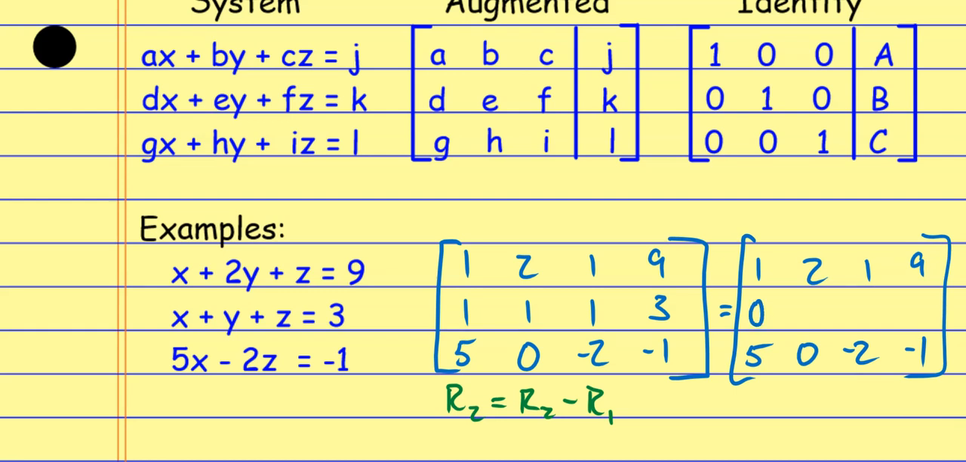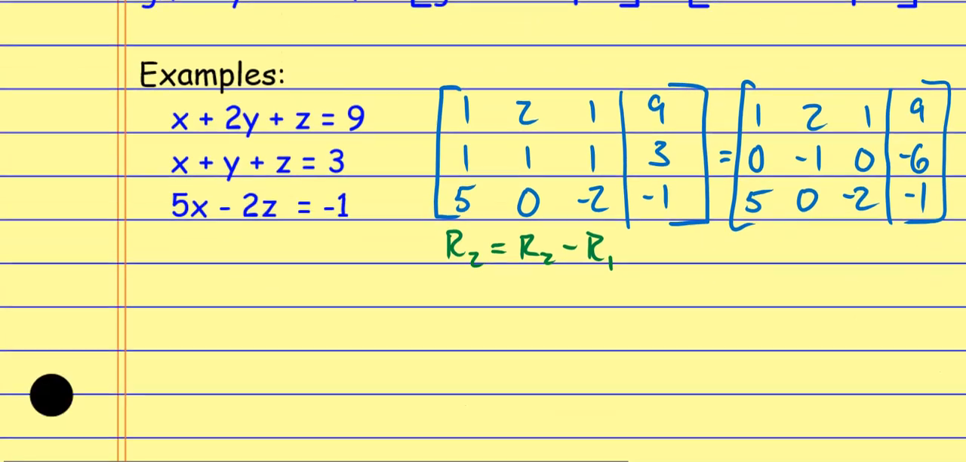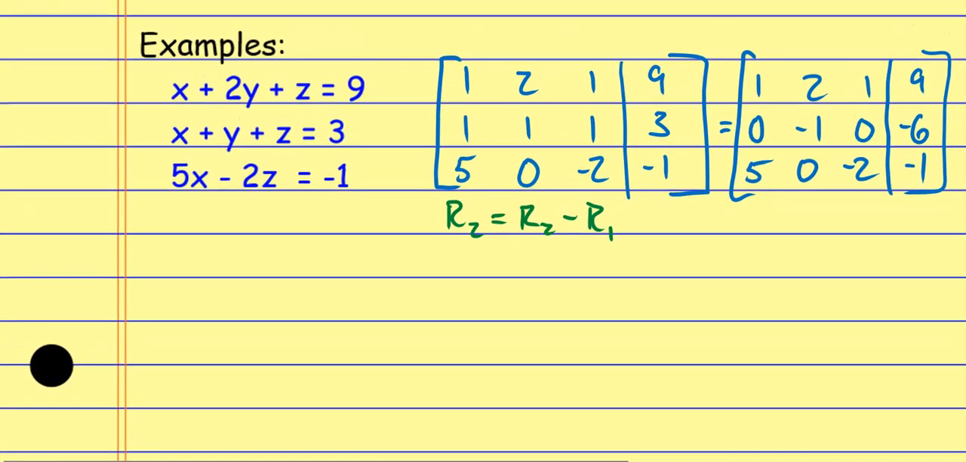So 1 minus 1 is a 0. 1 minus 2 is a -1. 1 minus 1 is a 0. 3 minus 9 is a -6. Okay. Again, we can put the little bar in here to kind of keep that separated if you would like. So now I'm working my way down. I have to turn that 5 into a 0 now. And to turn that 5 into a 0, so now we're talking about the third row, I would have to take that third row and I would have to subtract 5 of the first row. Okay? So that's what I'm going to do. I'm going to subtract 5 of the first row.